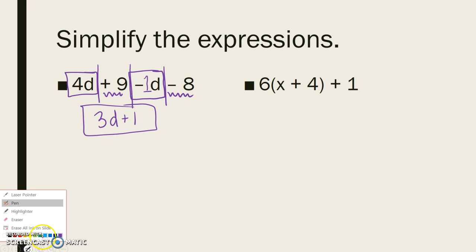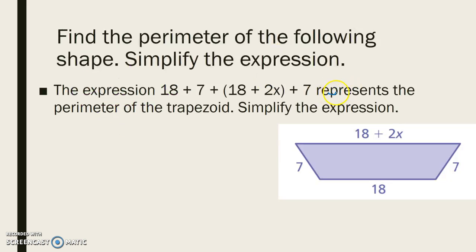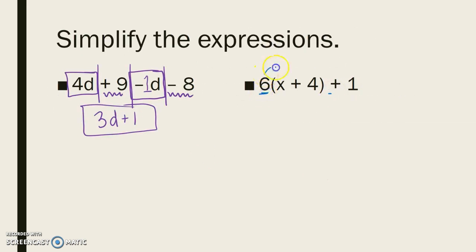Now, this fourth example here is slightly different. We actually have a set of parentheses. So what we have to do first is we have to use our distributive property. We're going to take this 6 and we're going to distribute it to both terms inside of our parentheses. We've got 6 multiplied by x gives us 6x. We use this plus sign. 6 times 4 gives us 24. And then we just drop down what we haven't used yet, so plus 1.